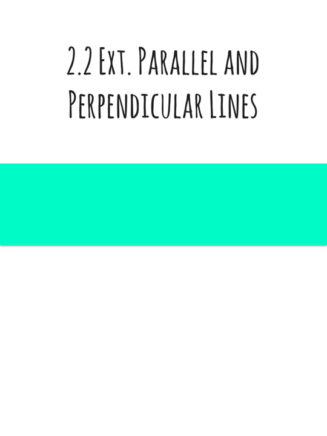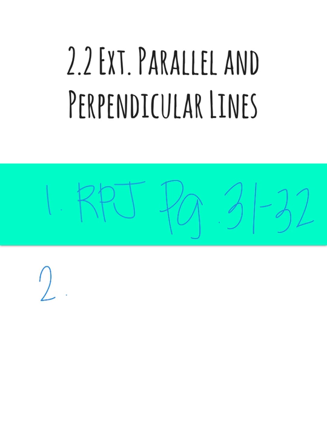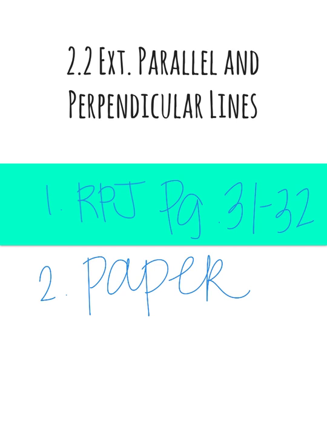Okay, today we're going to be doing 2.2 extension, which is talking about parallel and perpendicular lines. You need to have two pieces of paper out, one being your RPJ, and you are going to be using pages 31 and 32. So get those out. And then second, a piece of paper for notes. So go ahead and get those two out, and then I'll begin the notes.